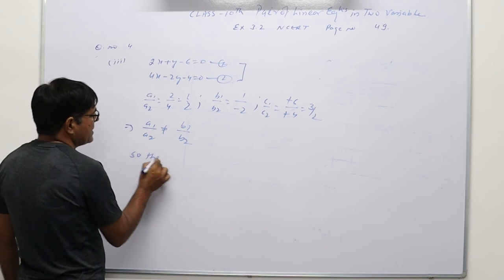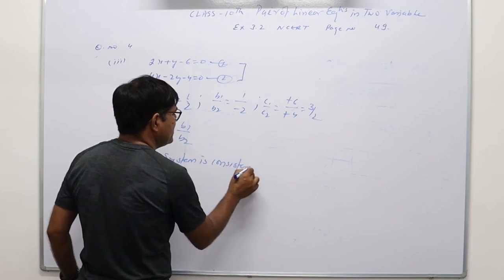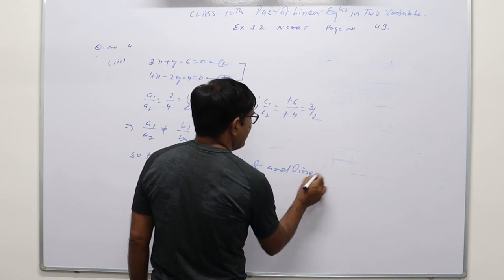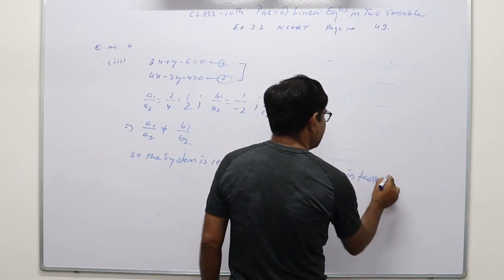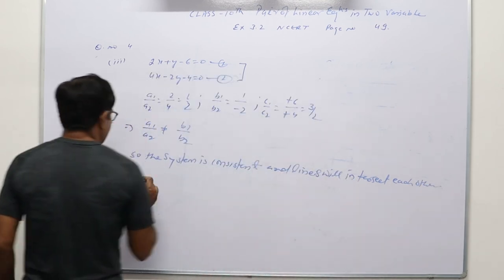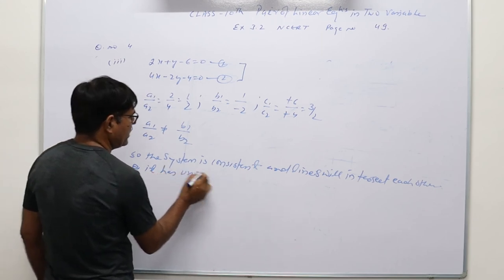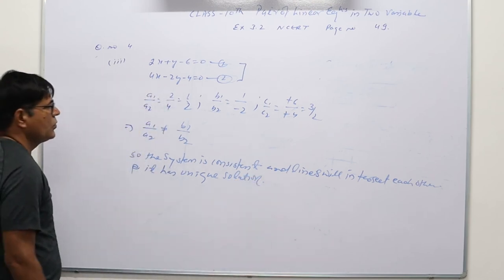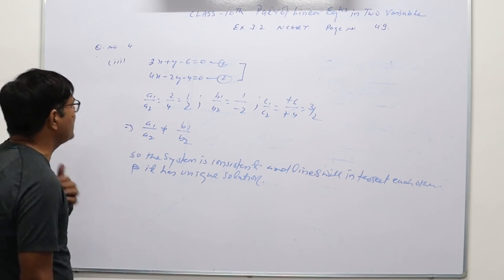So the system is consistent and the lines will intersect each other and it has a unique solution. So to find that unique solution, we have to draw the graph of these two lines.